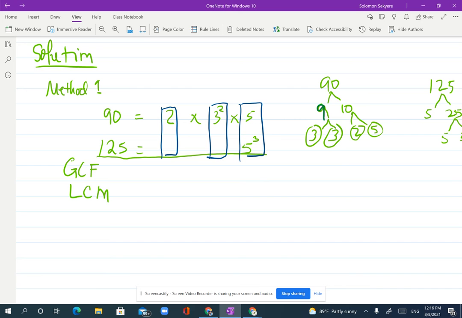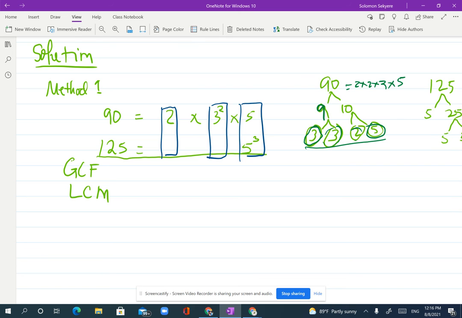Then I break 9 down into 3 and 3. It's a prime number, so whenever I get a prime number, I circle it. And 10 is 2 times 5. 2 is a prime number, and 5 is a prime number. So when all the factors are prime numbers, I stop. Now, what do I have? 90 is what?